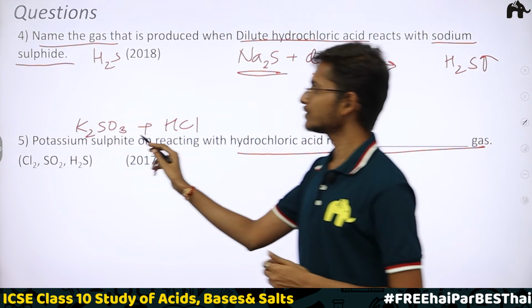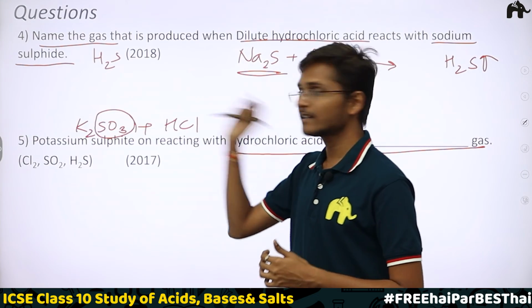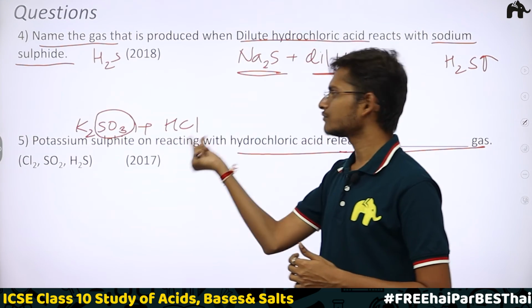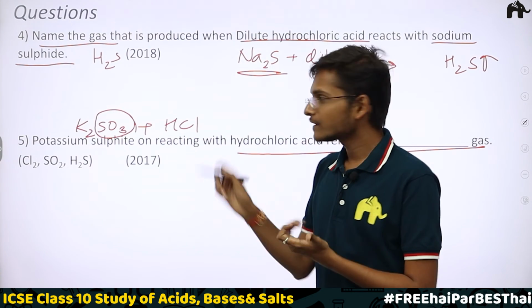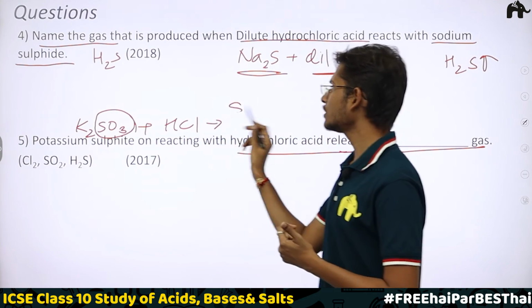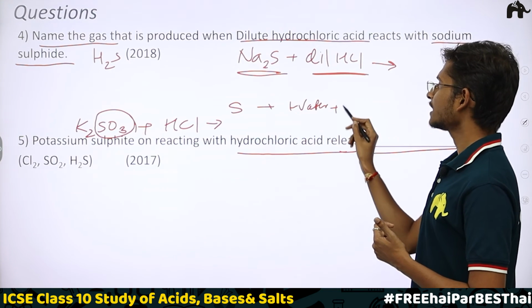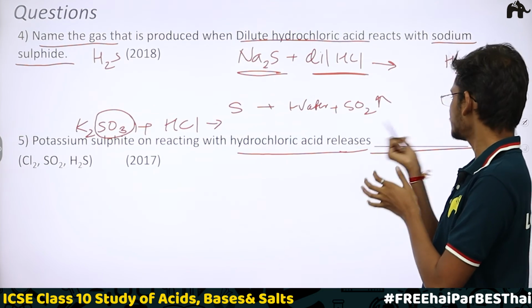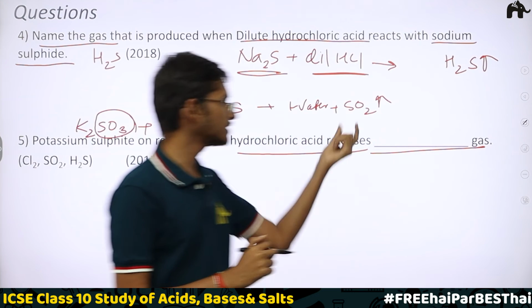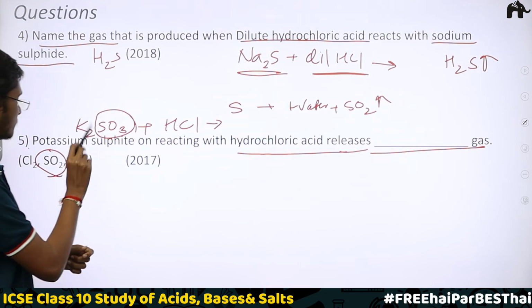Now we know, see, SO3 is sulfite, a metallic sulfite. So a metallic sulfite reacts with dilute acids, and they give us salt, water and SO2 gas, right? They are just asking us the name of the gas. It releases dash gas, so our answer is SO2 gas. Out of Cl2, SO2 and H2S, SO2 gas.